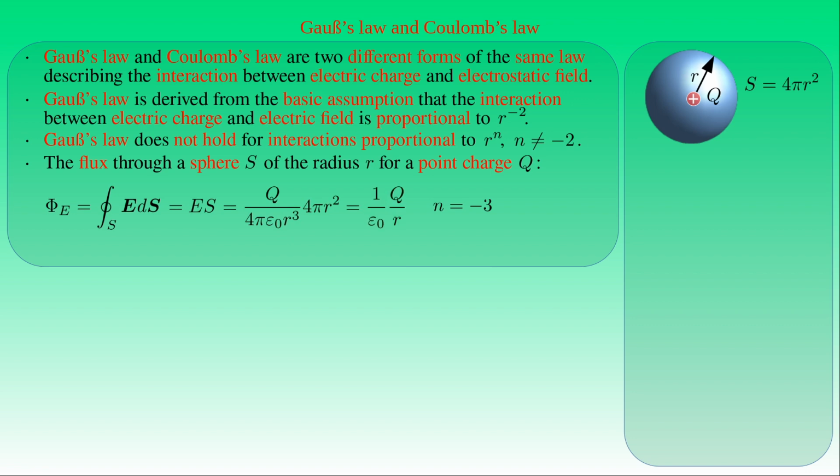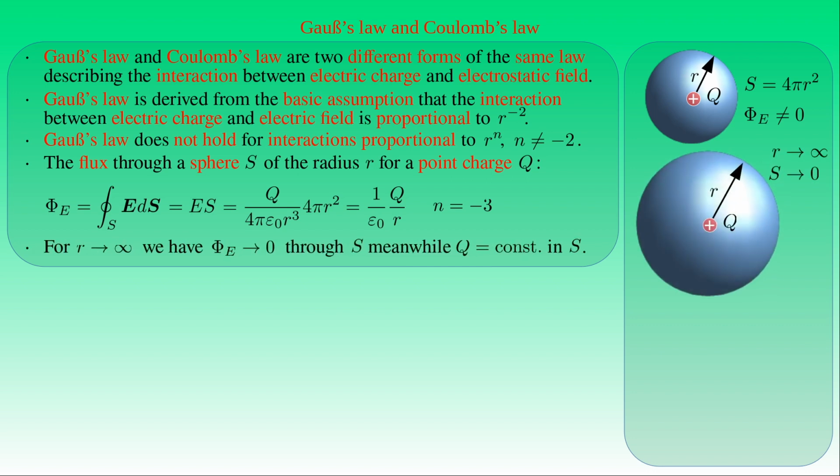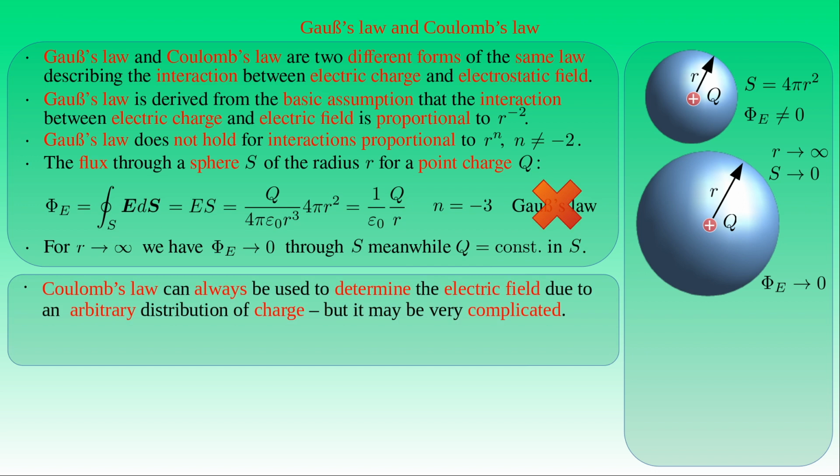As a consequence, the electric flux through the sphere S with a finite radius r for a point charge Q in its center has a non-zero value. However, by increasing the radius r of the sphere and therefore its area S to infinity, we can diminish the electric flux through S to zero, meanwhile the amount of charge remains the same in the sphere. This result contradicts Gauss's law. We also note that Coulomb's law can always be used to determine the electric field due to a given distribution of charge. However, with few exceptions, it is a complicated procedure.